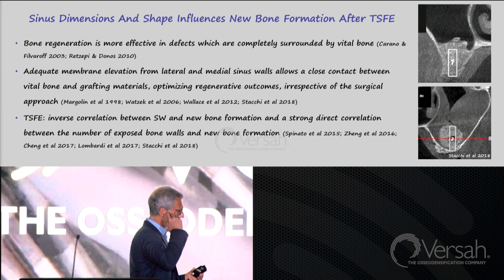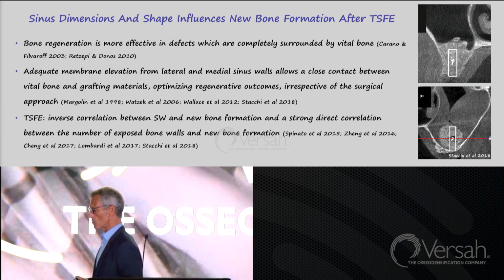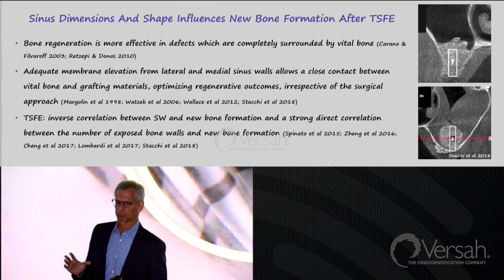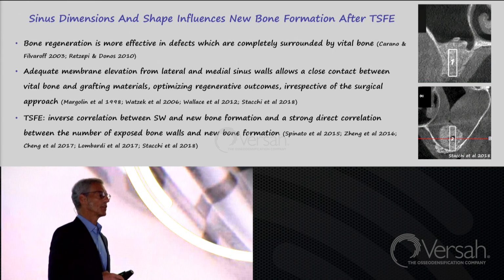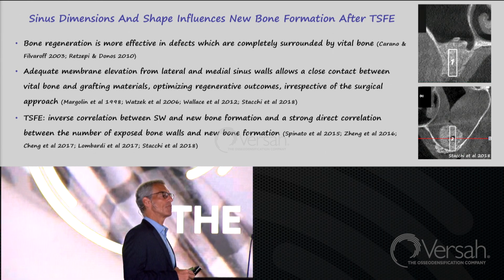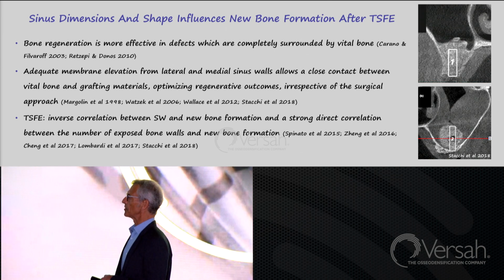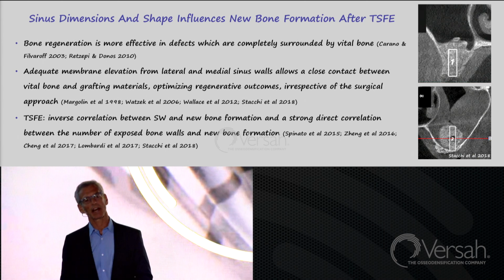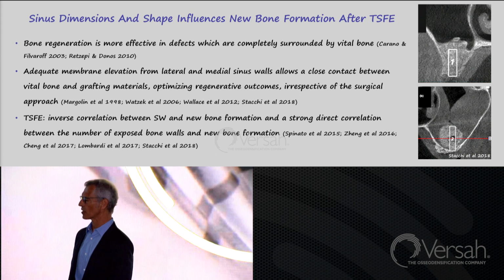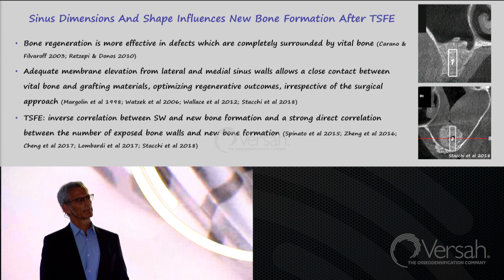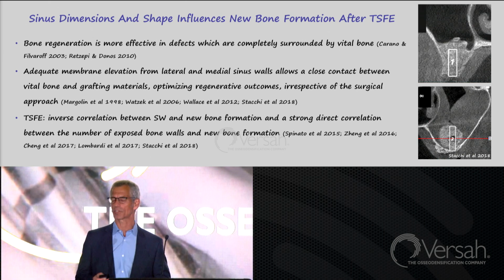I'm often struck when I lecture at a meeting and someone comes over to me after and says, "Michael, I don't use a lateral window. I can lift 8 to 10 millimeters with a transalveolar approach." And I said, well, that's wonderful, but how much of that bone is now vital? If you have a very wide sinus and you lift 10 millimeters, you may only get 3% vital bone. What does that do to support your implant? Is it solely supported by this cortical bone? So you must appreciate sinus dimension and its influence on your successful grafting.